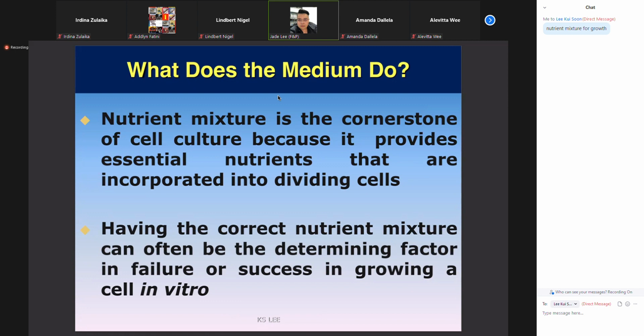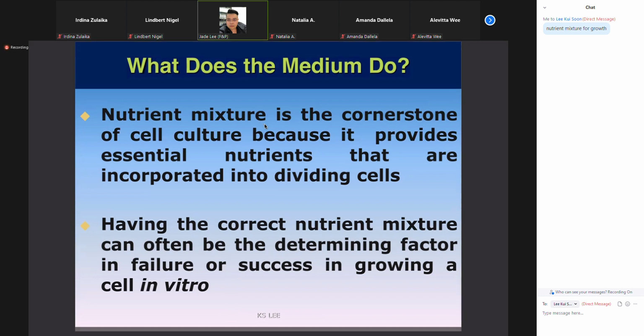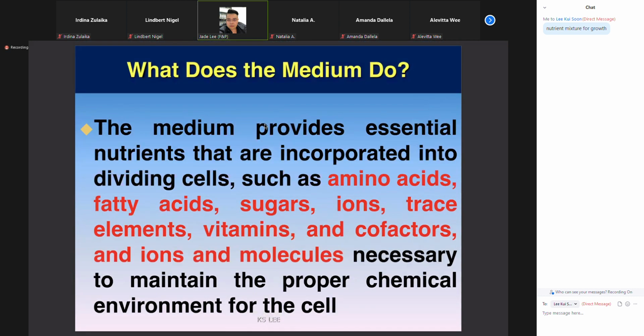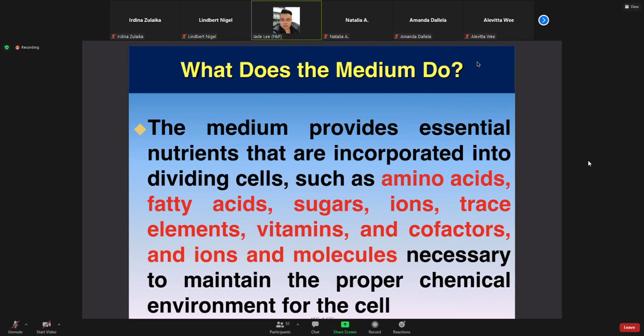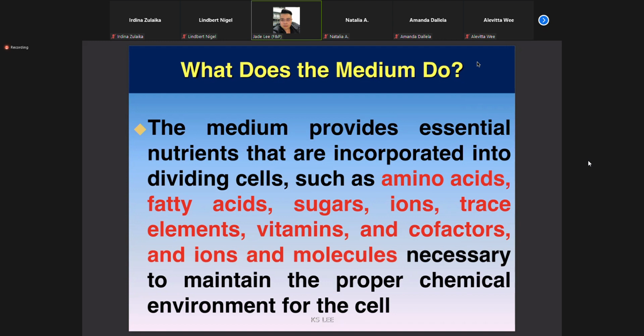Okay? Because it is very important for you to know your cell line when you do the cell culture, so that you can choose the correct medium or the correct nutrients for them to grow. So they provide very essential nutrients incorporated into the dividing cells, such as amino acid, fatty acid, sugar or glucose, ions, trace elements, vitamins, cofactors, and other ions and molecules, which are necessary to maintain the proper chemical environment for the cell.